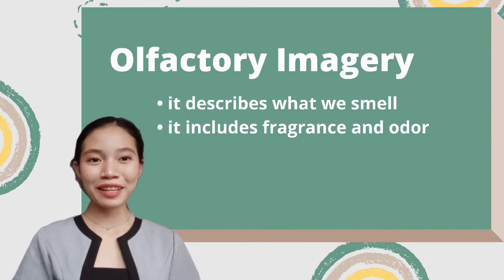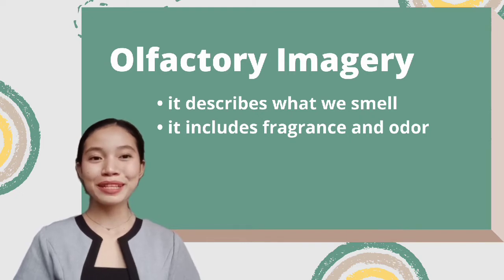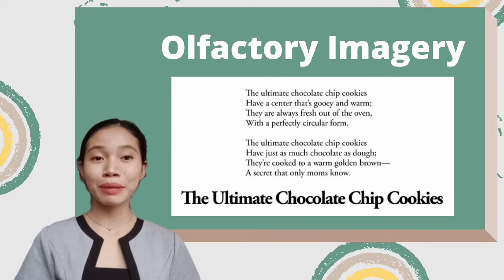Next, we have olfactory imagery. It describes what we smell. It also includes fragrance and odors. So for example, we have a poem here entitled The Ultimate Chocolate Chip Cookies by Barbara Vance. And it says here, they are fresh out of the oven, which means it is new because of its fresh aroma.